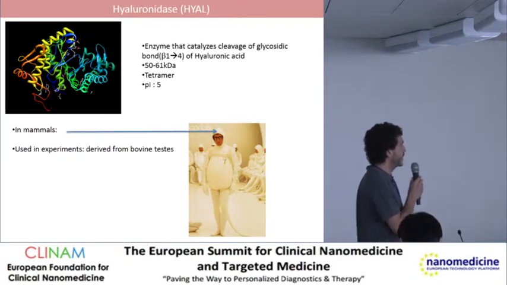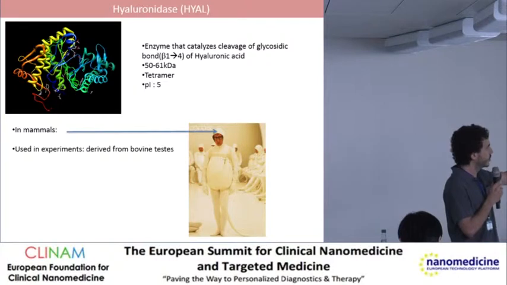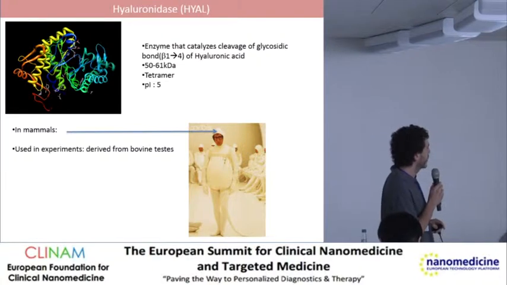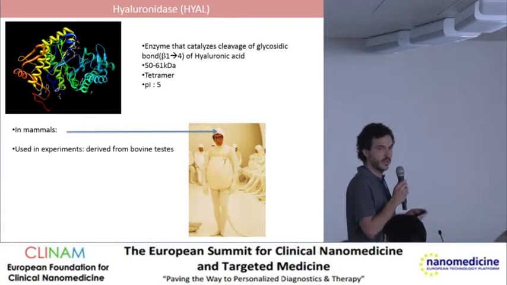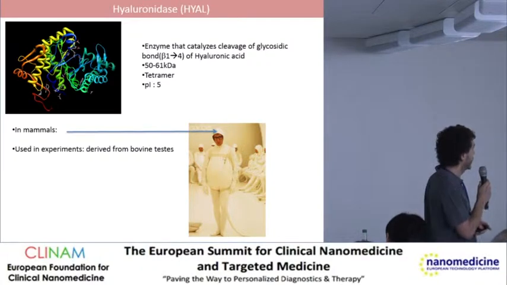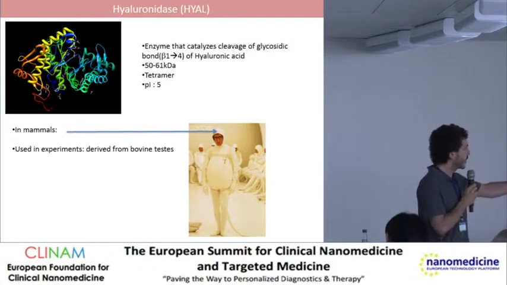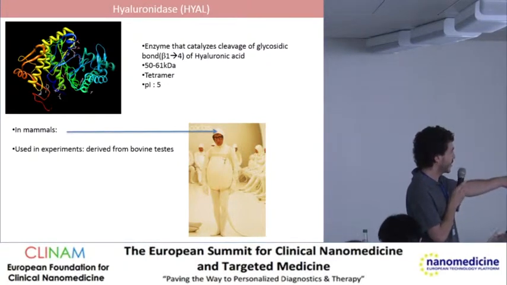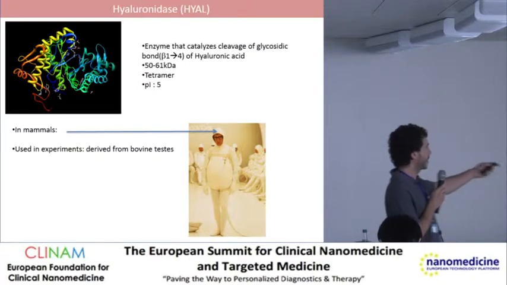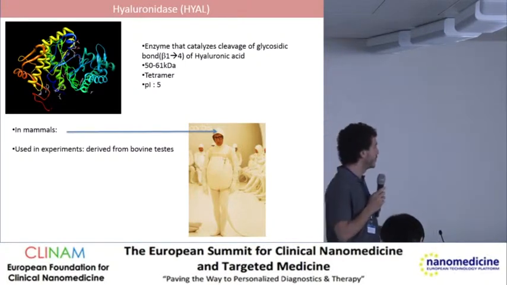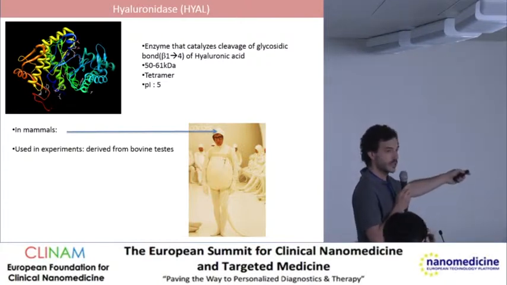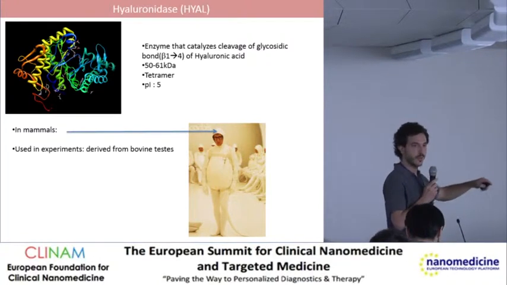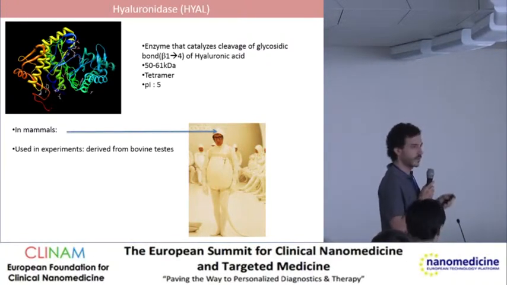So it's an enzyme that catalyzes the hydrolysis of the glycosidic bond in hyaluronic acid. It's a 60 kilodalton enzyme, and it's present in mammals. It's present in the head of the sperm, and this is Woody Allen dressed as a sperm. And the function in this case is to degrade the wall of the ovum. And actually the one we use in our experiments is derived from bovine testes, so from the semen of the bull.